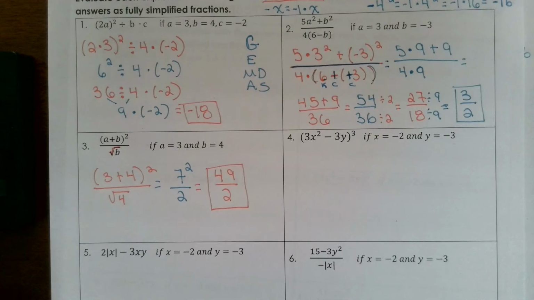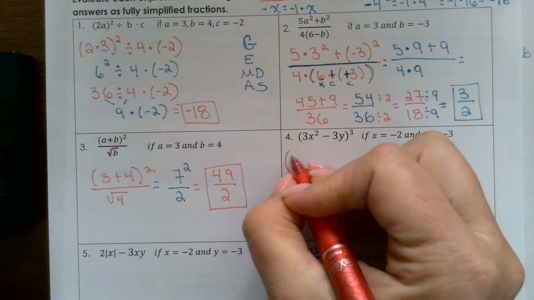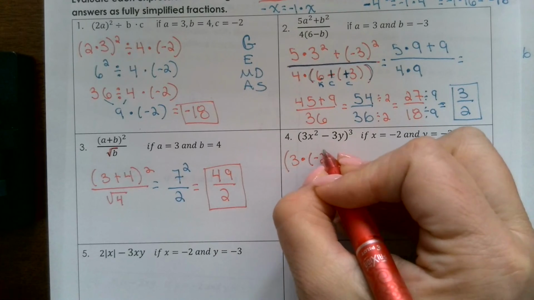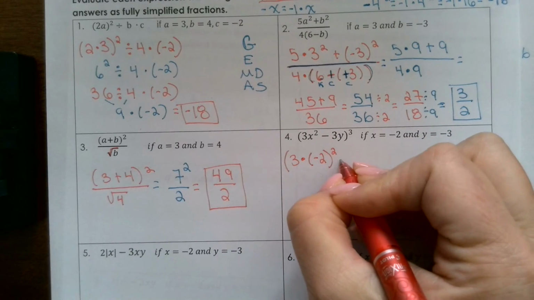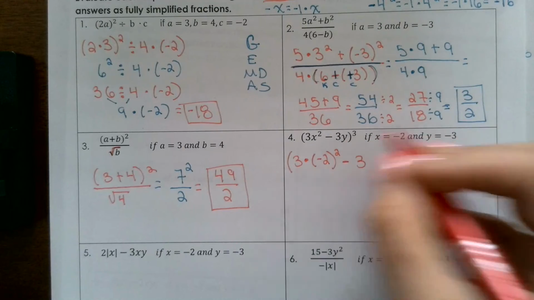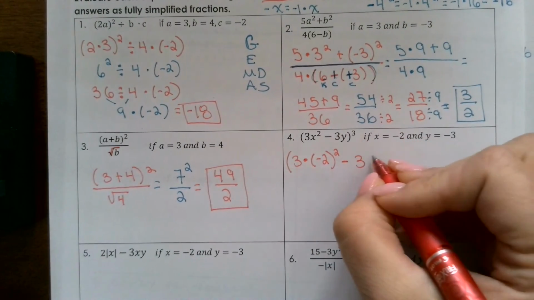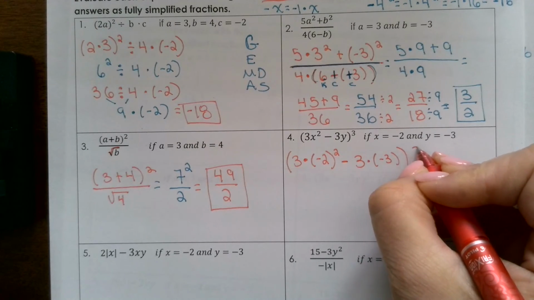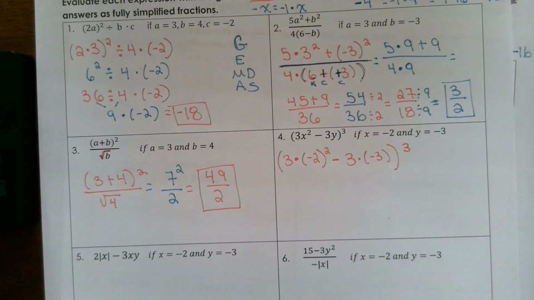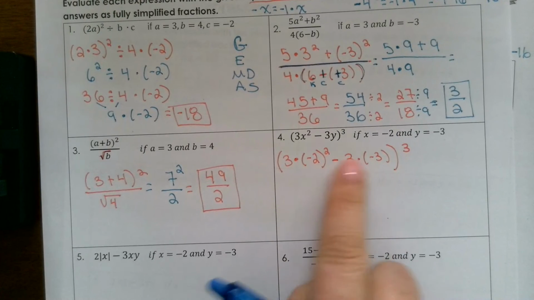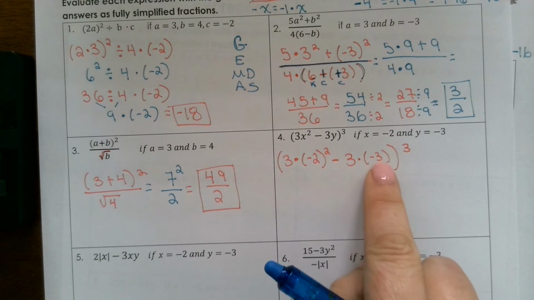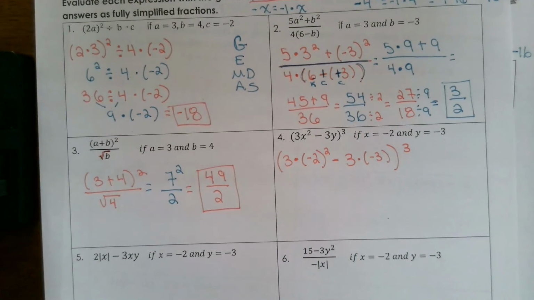Last one in this video, number 4. Lots of exponents going on. So let's see what we got. We've got 3 times x squared. X is negative 2, so I have to put that into parentheses. Minus 3 times y, which is a negative 3. That is all going to be cubed at the end. So we definitely have things going on in parentheses. But let's see if we have parentheses inside of parentheses. Nope, we just have some negative numbers in parentheses.